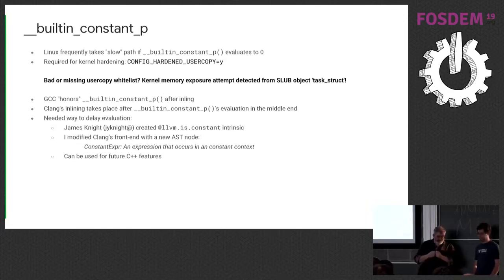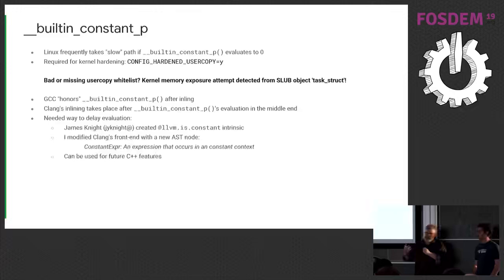So Richard Smith, one of the main maintainers of Clang, asked me to implement, more or less, a wrapper class called ConstantExpr. And it is the correct way of doing it. It's just the long way of doing it. But the benefit of it is that it's a more natural way of doing it, and also it allows us to support C++ features in the future.